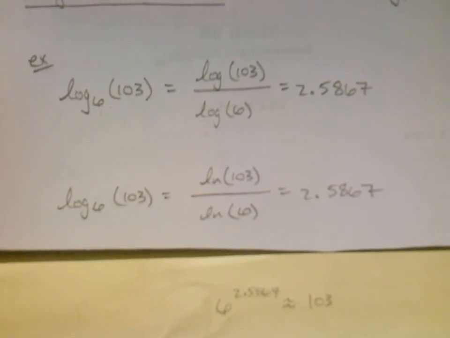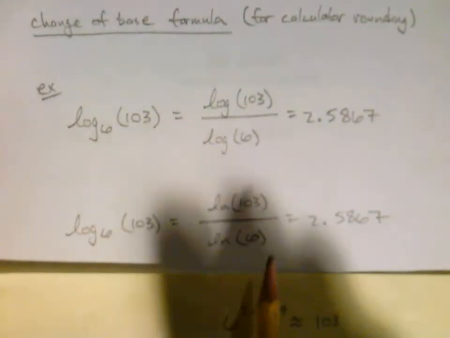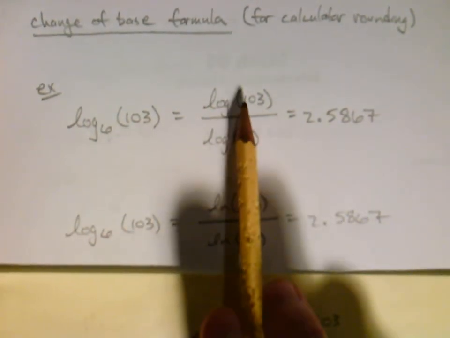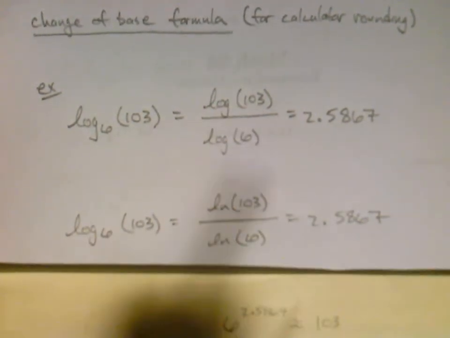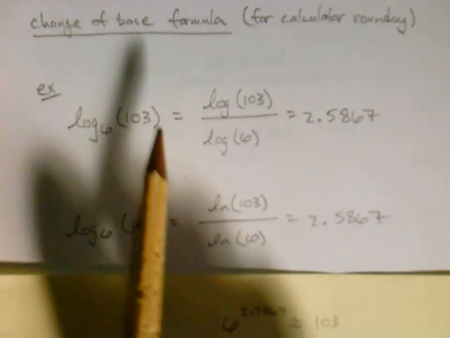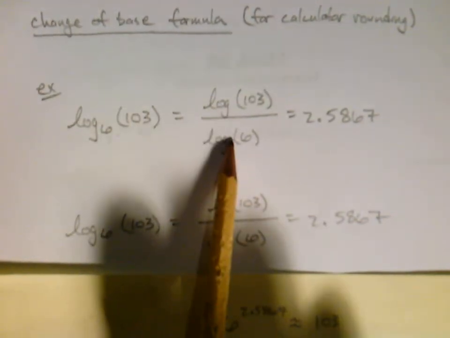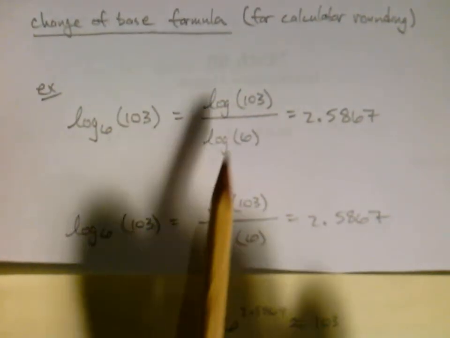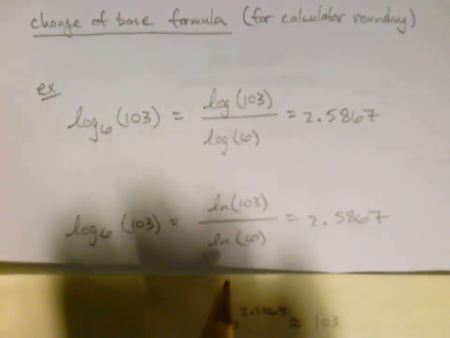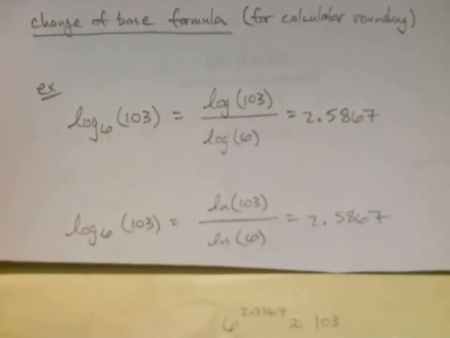And this is really interesting. It doesn't matter if I go common log or natural log. The ratio of those two numbers always comes out the same. Truth is, the change of base formula is even more general. You could use any other base, right? This is base 10, base e. You can use whatever base you want, so long as you put it in both numerator and denominator of each log. It's always going to come out to that number.